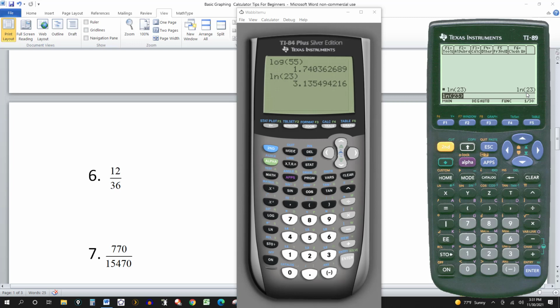So anytime you want a decimal approximation, if you're using the TI-89 and you have it set to exact, just hit the diamond key right here and then enter, and there it is, 3.13549. This one is set to fewer decimal places than the TI-84, but you can change that whenever you want. Just go to mode, but you can see it gives you the same answer.